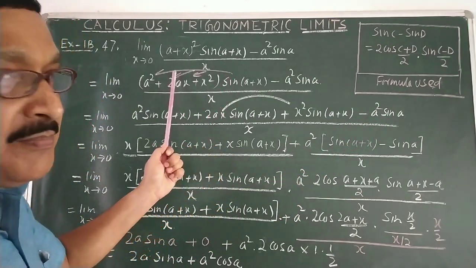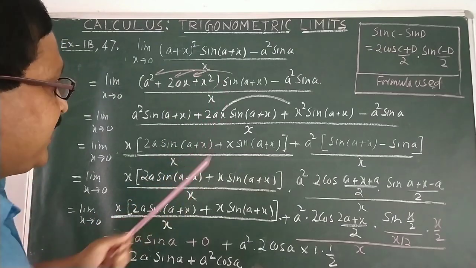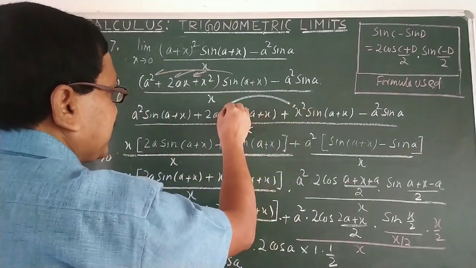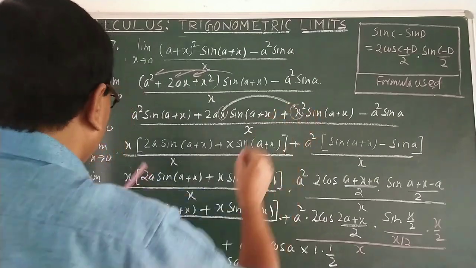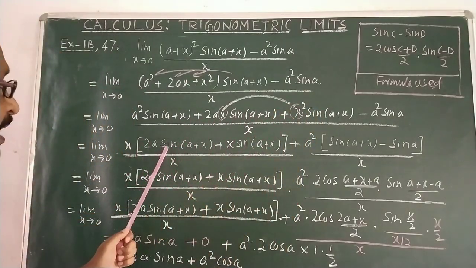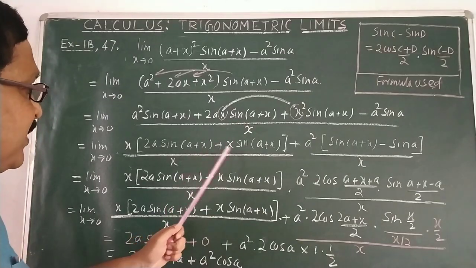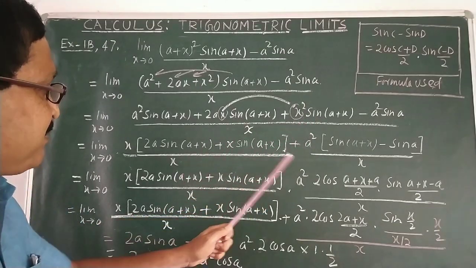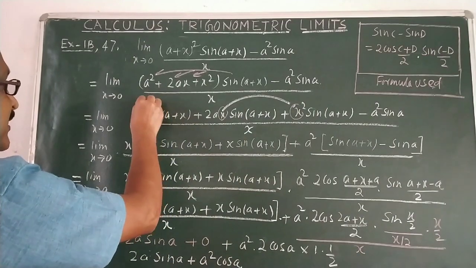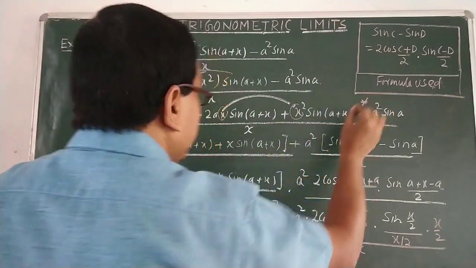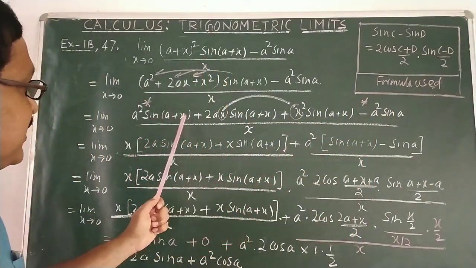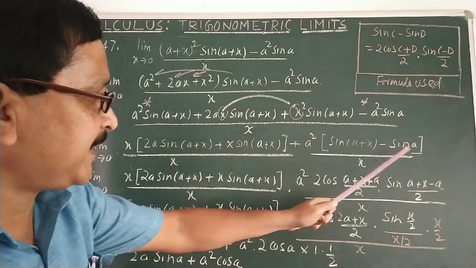The arrow diagram is available. Now x and x both are common. The 2x can be taken common from this and this. So 2x is being taken common. So we are left with 2a sin(a plus x) plus x sin(a plus x) plus, and from this we can take a square common. If a square is taken common, we get sin(a plus x) minus sin a.